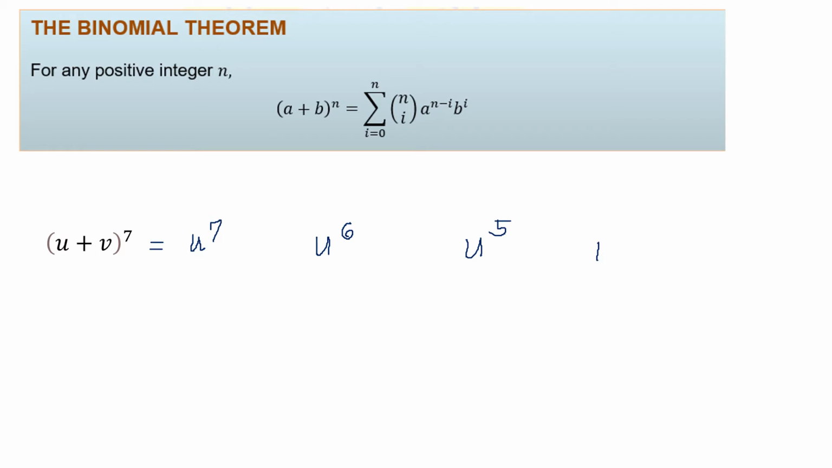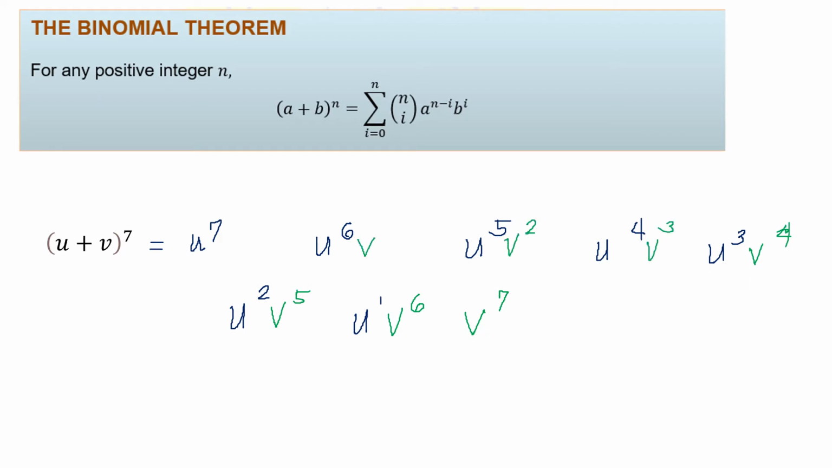u raised to 5. u raised to 4. u raised to 3. u raised to 2, u raised to 1, and u raised to 0, you don't need to write, okay, because it is already 1. Next, for v, we start from v raised to 7, v raised to 6, v raised to 5, v raised to 4, v raised to 3, v raised to 2, v raised to 1, and v raised to 0 is simply 1.